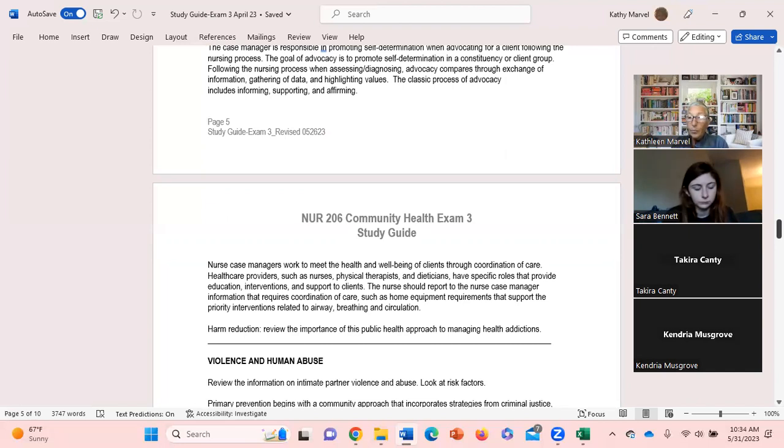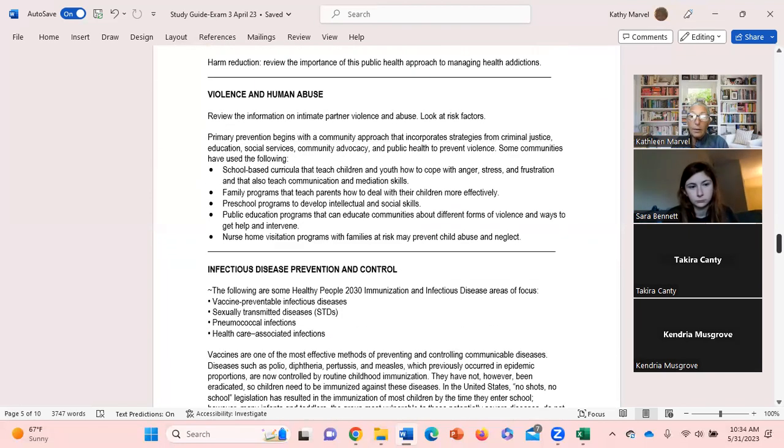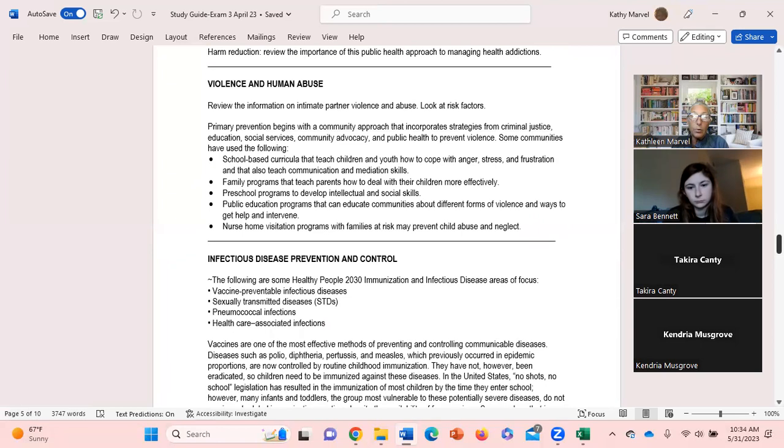Okay. And then you can have a look at the next couple, which is violence and human abuse. Review the information on intimate partner violence and abuse. Look at the risk factors. That's right in that chapter. Okay, this is important. Right here, primary prevention begins with a community approach to reducing violence and human abuse.